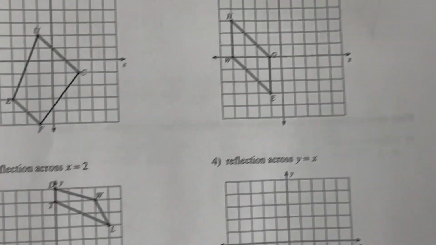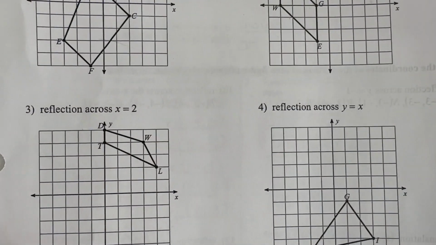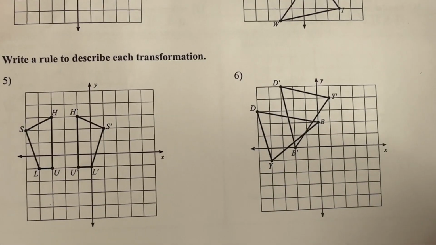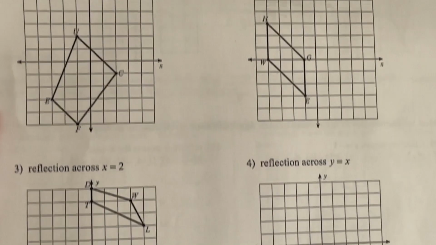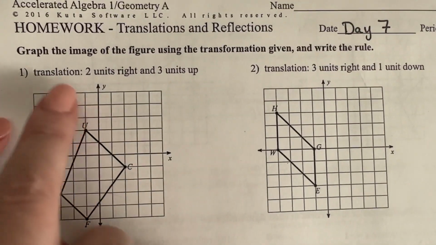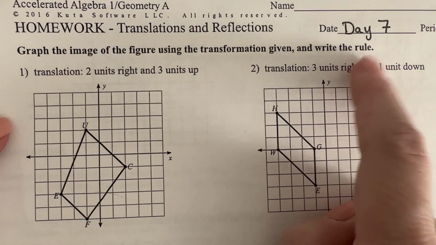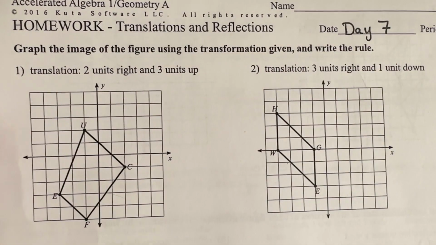On the other side, you'll see that there are problems for you to do. Notice you do not have to write the coordinates. It does ask you to write a rule. This one says, graph the image of the figure using the transformation given and write a rule. So you do have to write a rule for it. There are some problems on the back side. Please do not skip them.